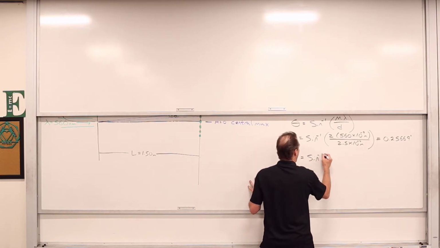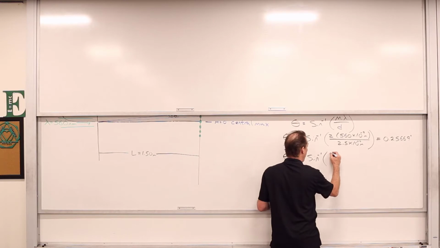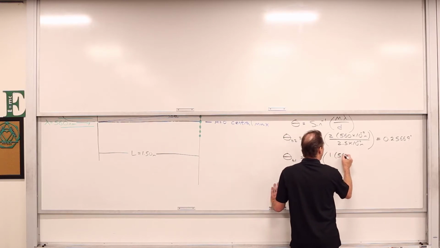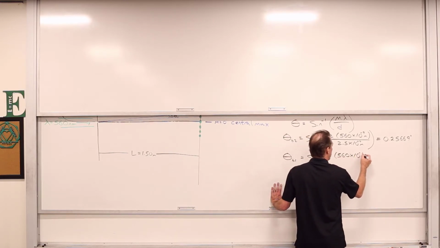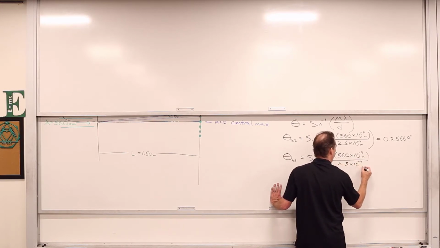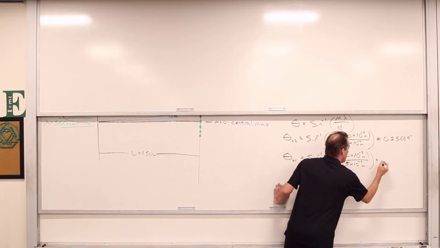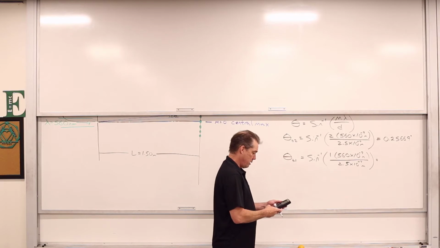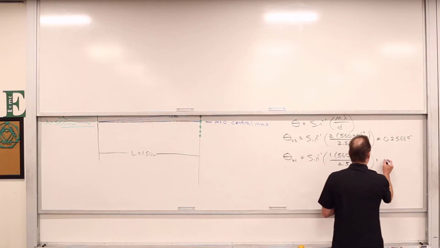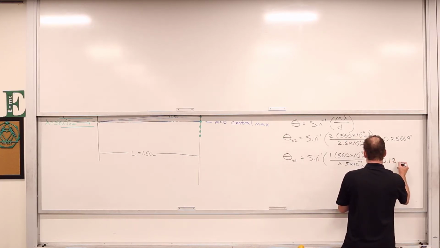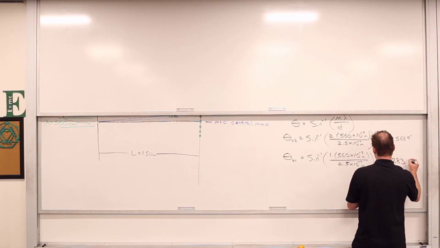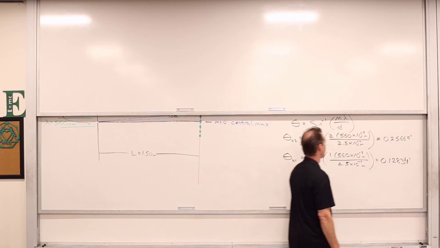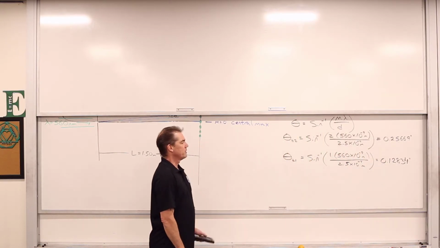We've got that it is the arc sine of n, which is equal to 1, multiplied by 560 times 10 to the negative 9 meters, divided by 2.5 times 10 to the negative 4 meters. And that is going to give us, so we'll switcheroo right here, turn that to 1, and we got ourselves 0.12834 degrees. So what do we do with those?